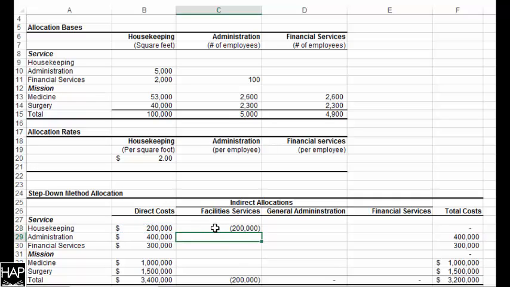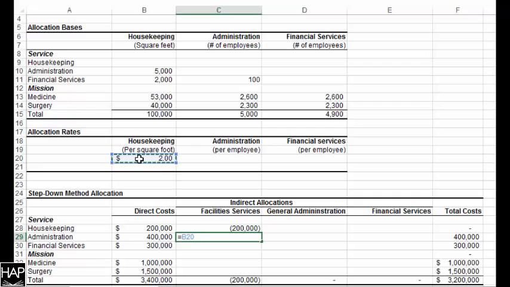We want to do this so that when we add the rest of the allocated amounts, the indirect allocations, we want the number at the bottom to zero out to make sure that we've allocated the full $200,000 and not more. So to allocate part of housekeeping costs to administration, I'm going to take the allocation rate.